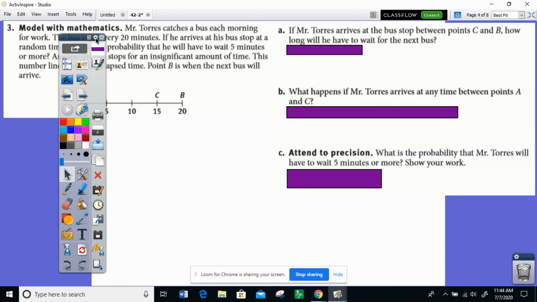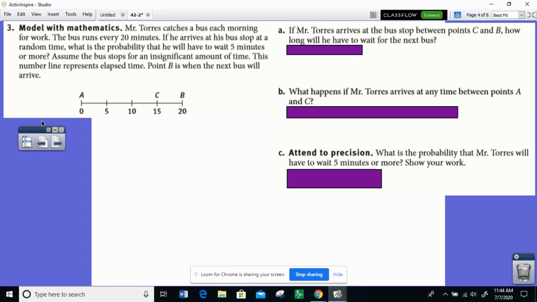So let's look at a linear example. This is number 3. Mr. Torres catches a bus each morning for work. The bus runs every 20 minutes. If he arrives at his bus stop at a random time, what is the probability that he will have to wait 5 minutes or more? Assume the bus stops for an insignificant amount of time.